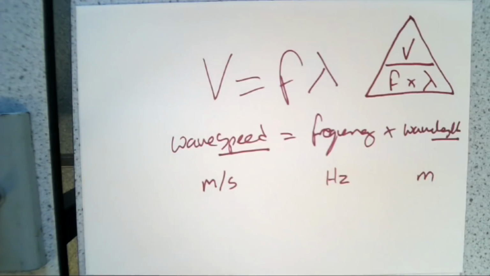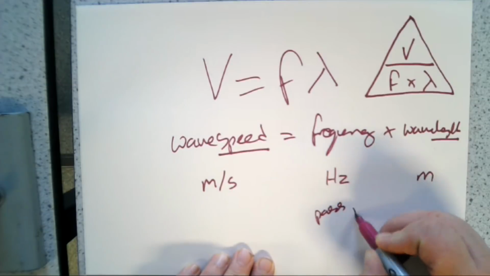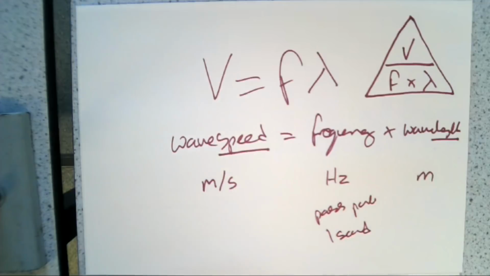Now, it's really important that we remember what the definitions of these things are. Wave speed is how fast the waves are traveling. Frequency is how many waves pass a single point in 1 second. And wavelength is the length of one complete wave.